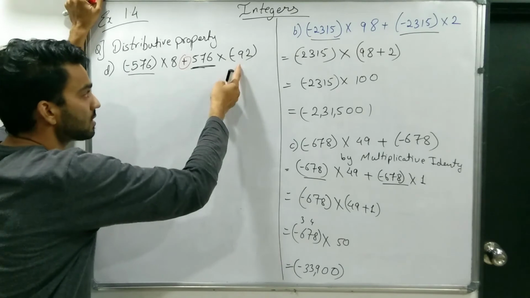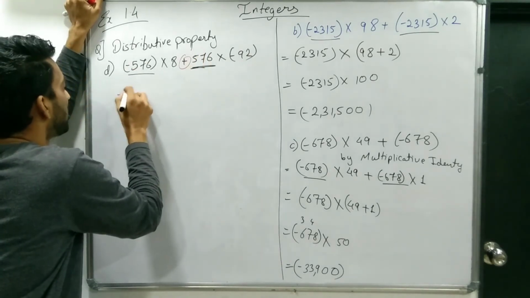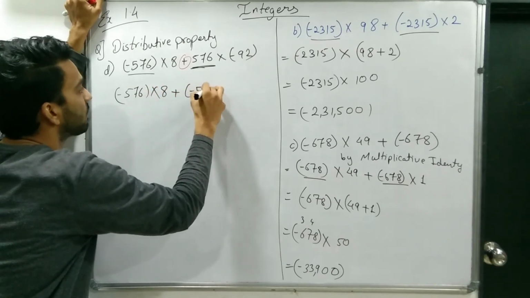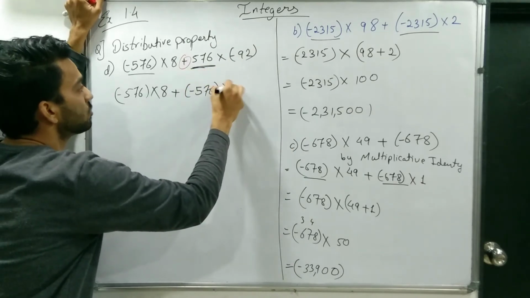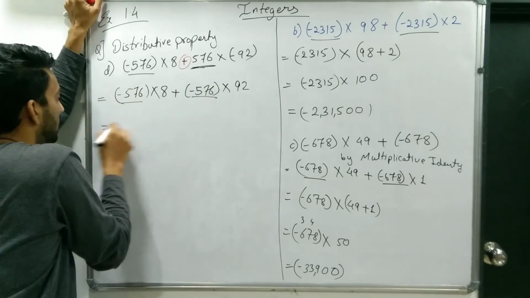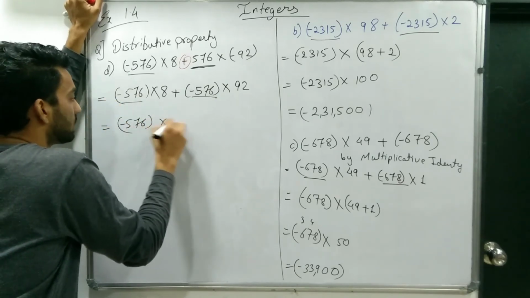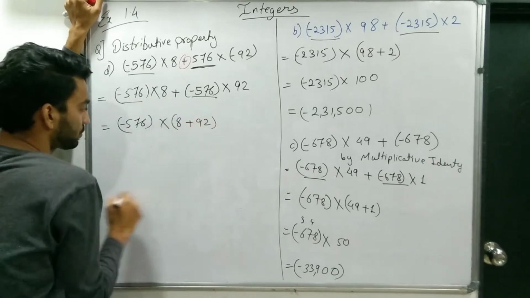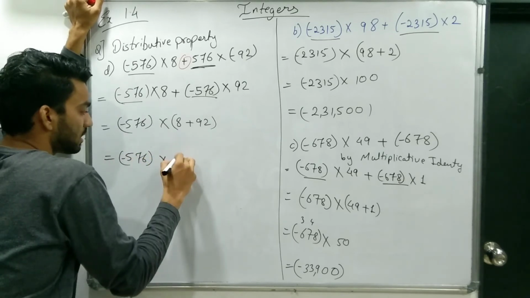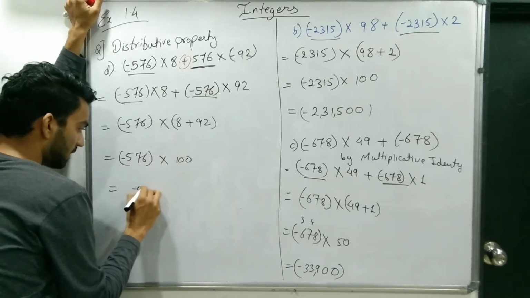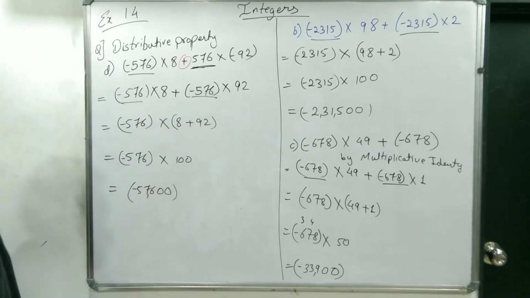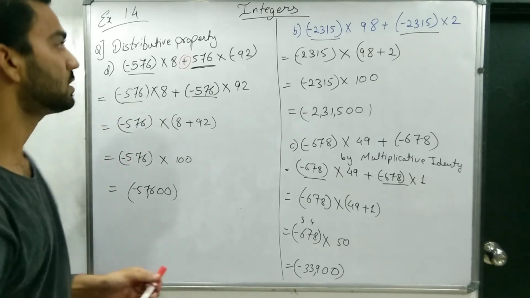So what we can do is this negative sign we can give to this. So it will be minus 576 into 8 plus minus 576. This negative sign we have given here, so this will become positive. Now we have this same A, that is minus 576, so into 8 plus 92. So minus 576 into 92 plus 8 is 100. We get minus 57600. Simple. So here only the sign was important.